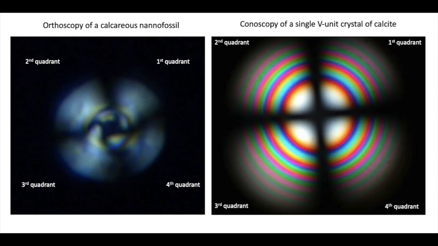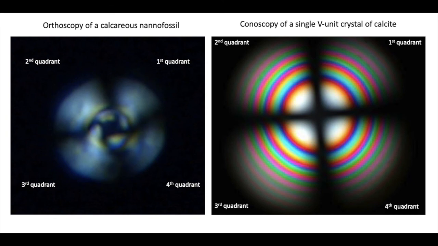Second, the two isogyres crossing each other are obtained from a single crystal section. The extinction cross on calcareous nanofossils, on the other hand, results from the combined extinction pattern of multiple crystallites that compose them. Third, to obtain the isogyres, the mineral must have its optical axis vertical. The extinction cross on calcareous nanofossils, on the other hand, is obtained with R units, not with V units.